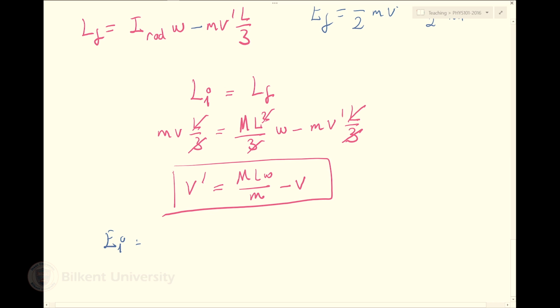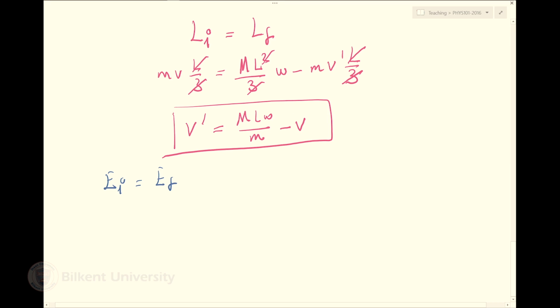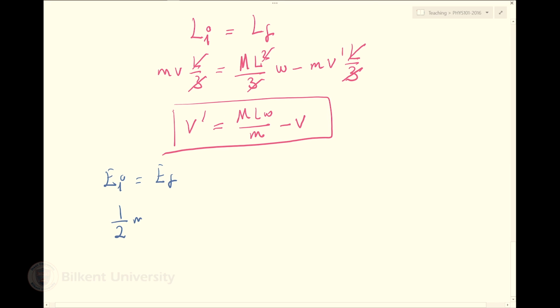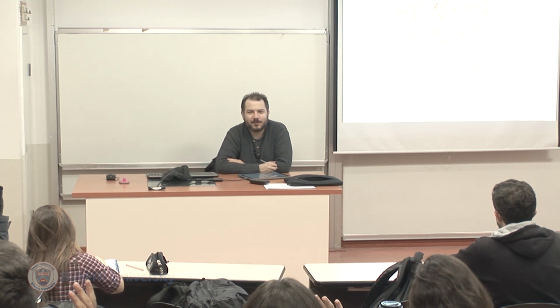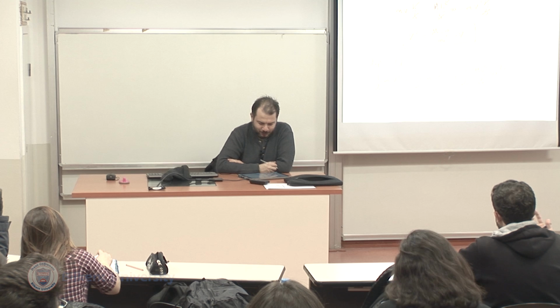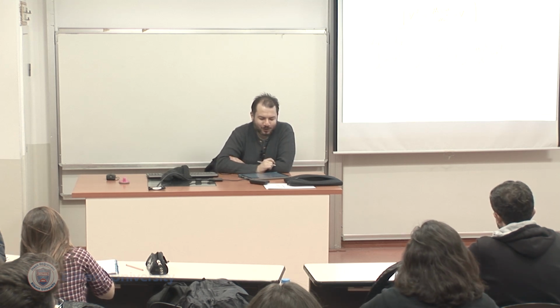Energy initial is equal to energy final. 1/2 m v squared is 1/2 m v prime squared plus 1/2 M L squared over 3 omega squared. Are you following me? I'm a little bit concerned. How many of you are able to follow what I'm doing on the board? That's good. Okay, maybe I shouldn't be concerned so much.